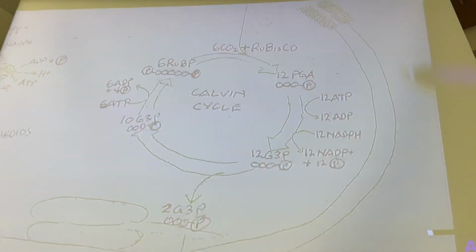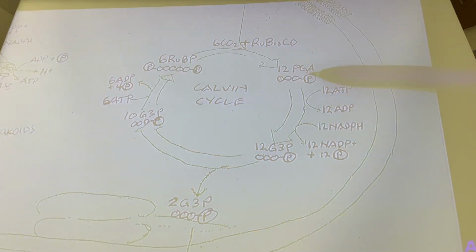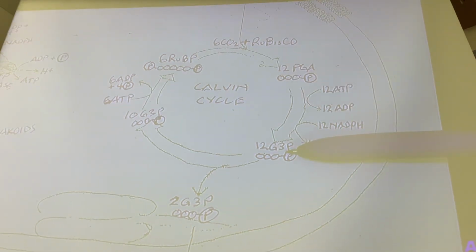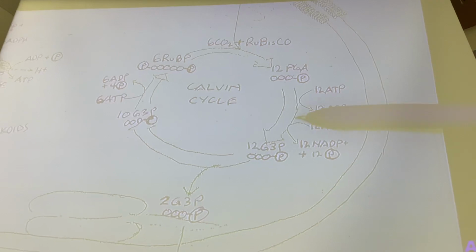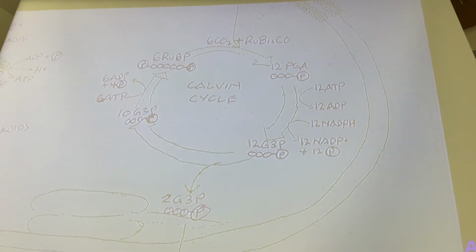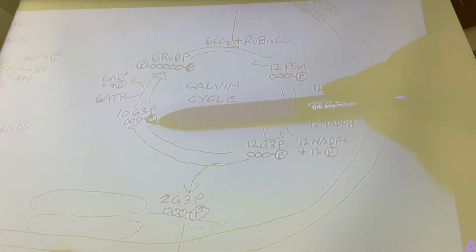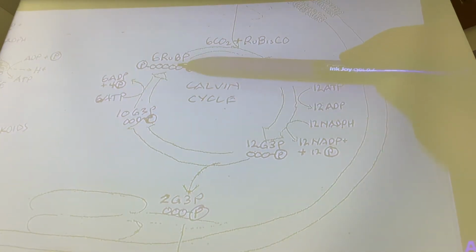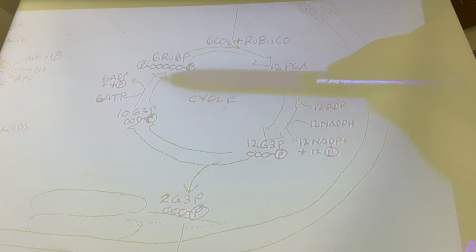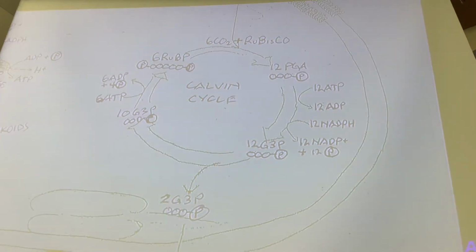Now, I mentioned before that in here, going from RuBP to G3P, there's a bunch of different transactions going on, but it's too much. Who cares? I do. And then over here, to get from G3P back to RuBP, there's a bunch of different transactions going on. I don't care. I do.